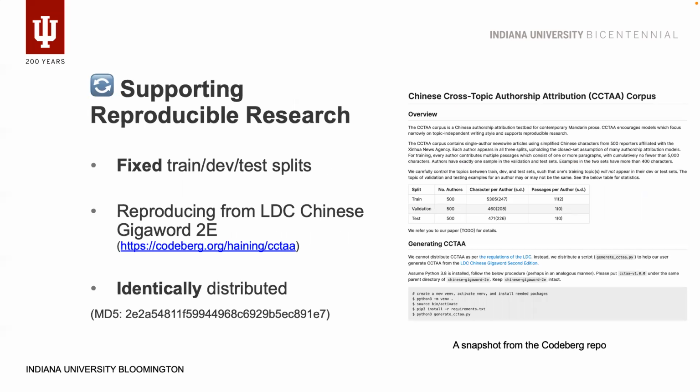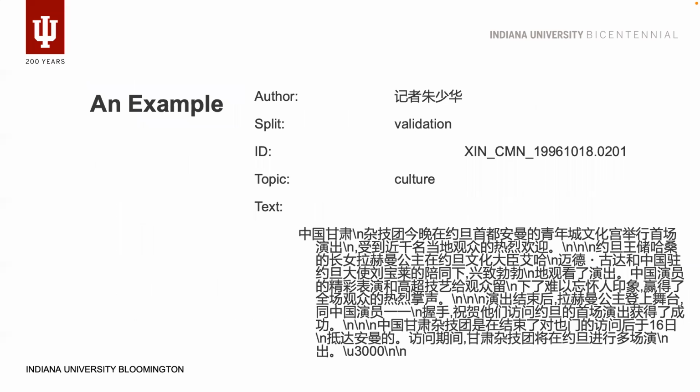Also, the corpus supports reproducibility. Unlike ad hoc corpora, CCTAA has fixed data splits, so models tested with it are directly comparable. We released Python scripts to help reproduce the CCTAA corpus from its parent corpus, the LDC Chinese Gigaword Second Edition corpus. The scripts are hosted at codeberg.org/hiding/CCTAA. I will briefly show an example.